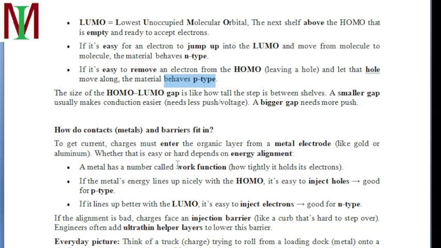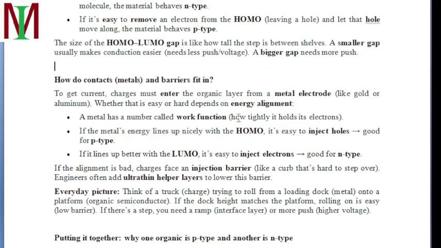Now, the size of the HOMO-LUMO gap. There is an energy gap between the highest occupied molecular orbital and the lowest unoccupied molecular orbital. It is like how tall the step is between the shelves. A smaller gap makes conduction easier, which means we need less push or less voltage. If there is a bigger gap between those two energy levels, then it needs more push, more energy to be supplied to make the electron move from one molecule to the next molecule, so that when movement is there, we can say conduction, or electricity movement, is possible.